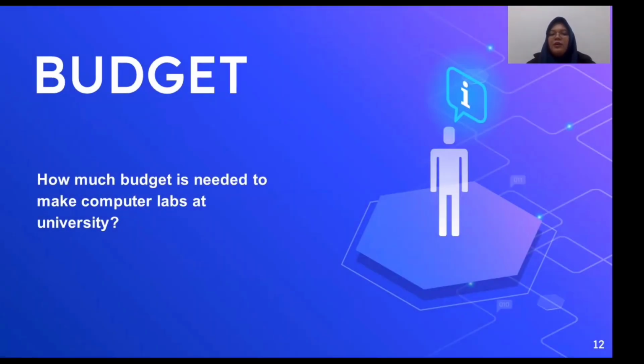Budget. How much budget is needed to make computer labs at the university? The budget needed to make computer labs at the university is 499,364,394 rupiah.